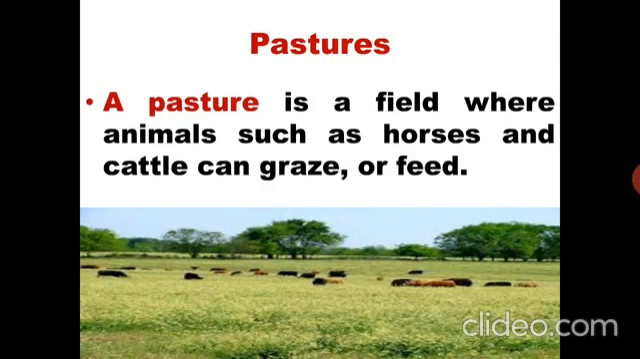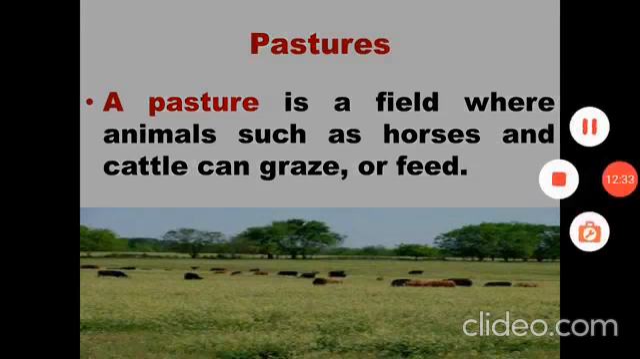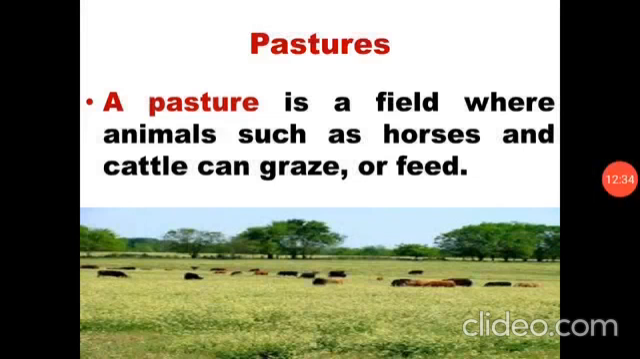A pasture is a field where animals such as horses and cattle can graze or feed. So this area, this land, this field you can see down here, and animals or horses and the cattle are grazing. They are brought here to graze, to eat the food, to take the nutrition for their growth.